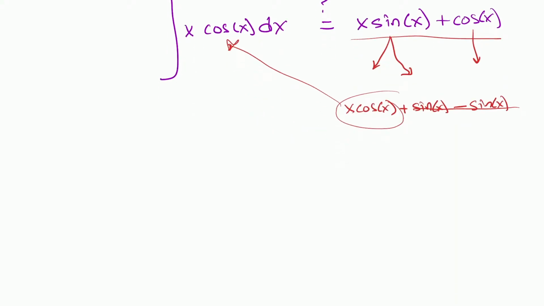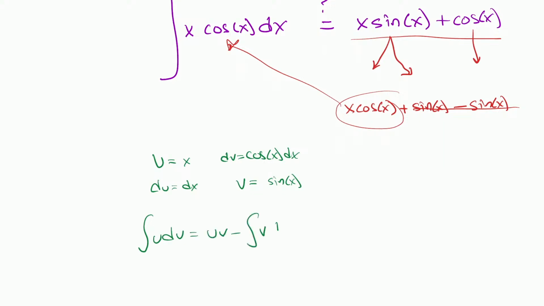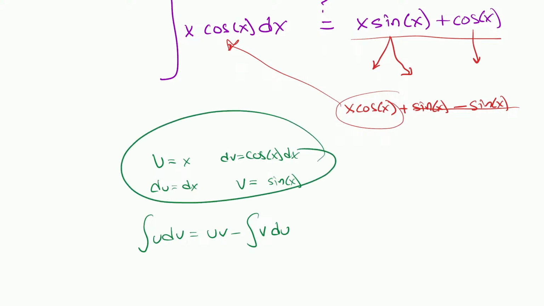If you want to use integration by parts, here's how you do it. u is equal to x, du is equal to dx, dv is equal to cosine of x dx, and v is equal to sine of x. Then the integral of u dv is equal to u times v minus the integral of v du. As long as you sort that out, you'll get the same thing as this up here in the end. So there's the antiderivative.